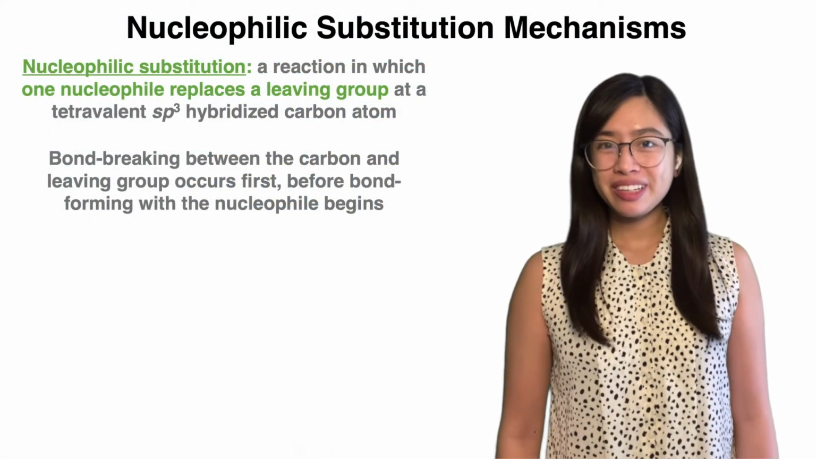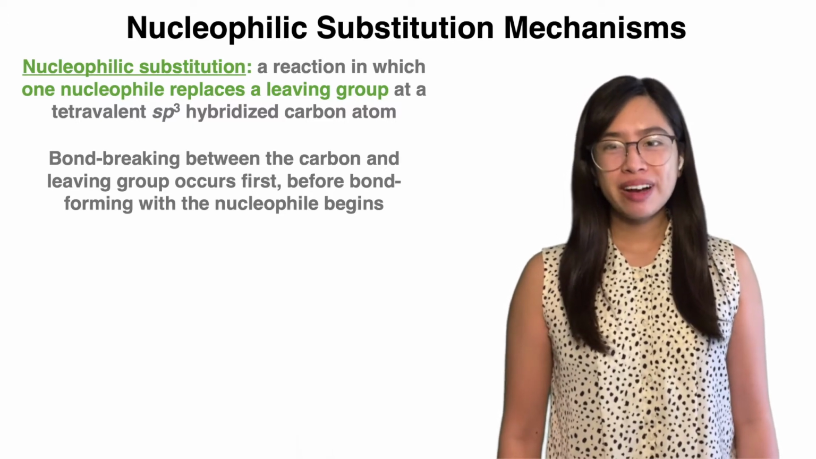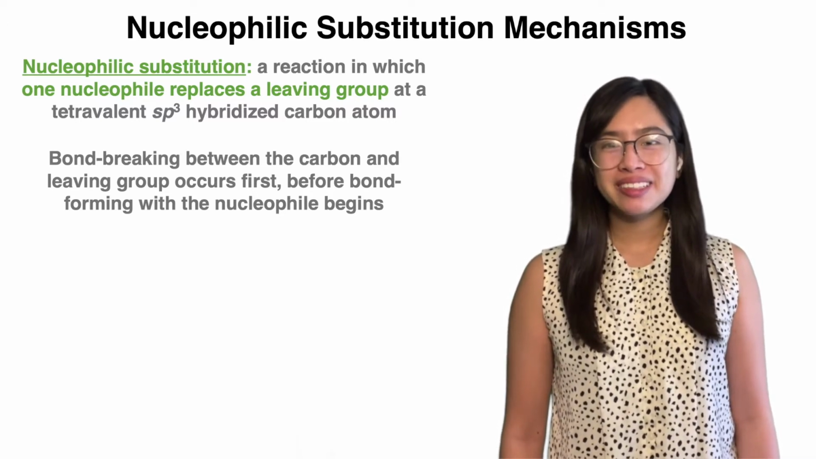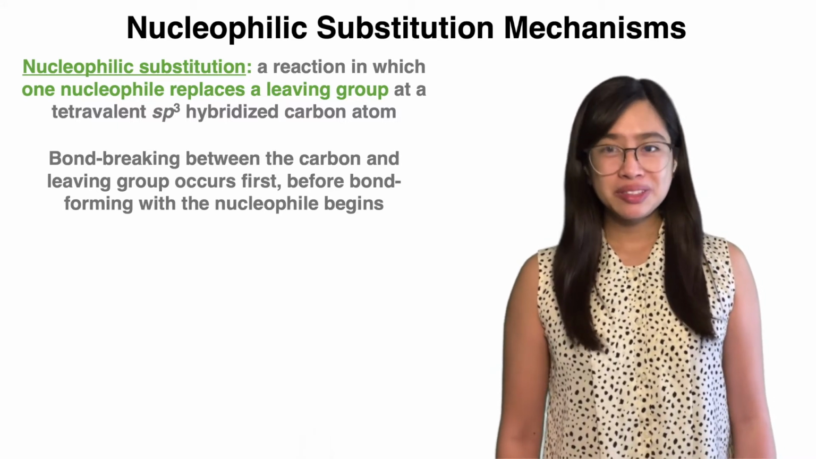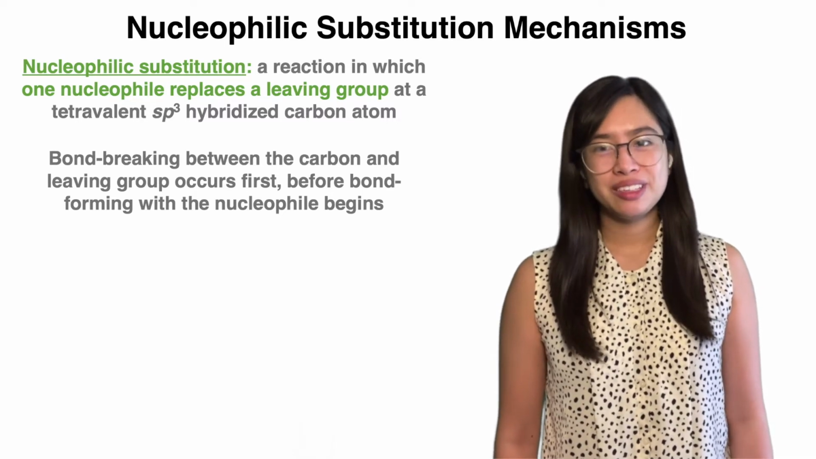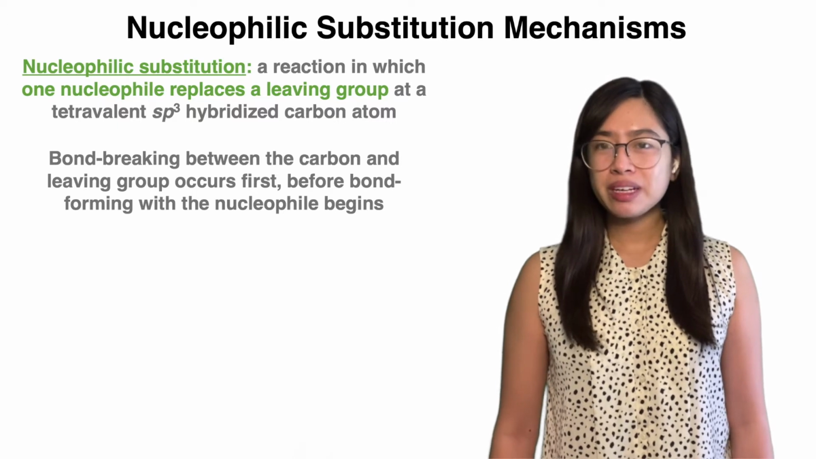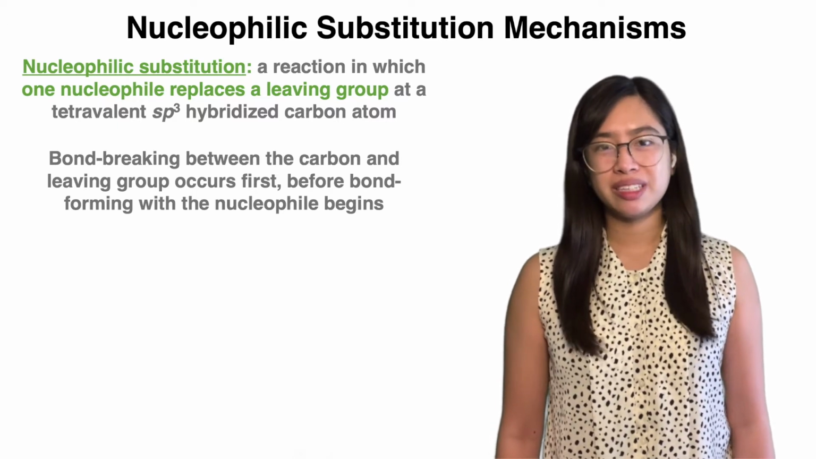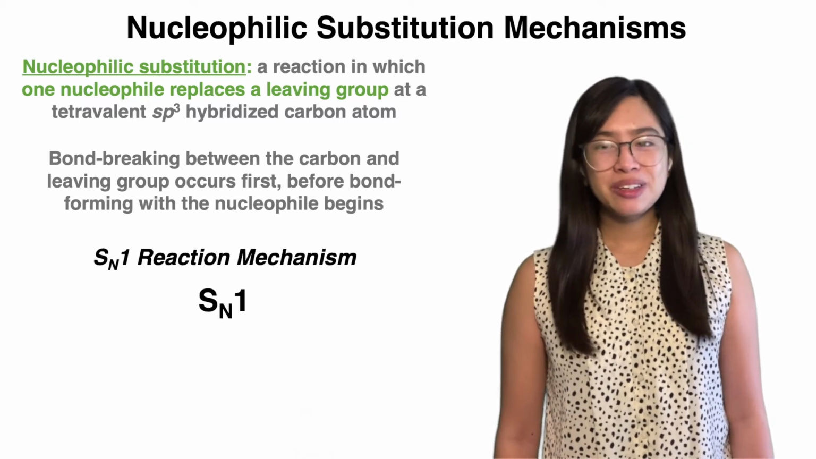A nucleophilic substitution is a type of reaction in which one nucleophile replaces a leaving group at a tetravalent sp3 hybridized carbon atom. There are two mechanisms for nucleophilic substitutions that you're going to learn about in this course. The difference between the two mechanisms lies in the timing of the bond breaking and bond forming steps. The mechanism that we're going to go over today is called SN1.